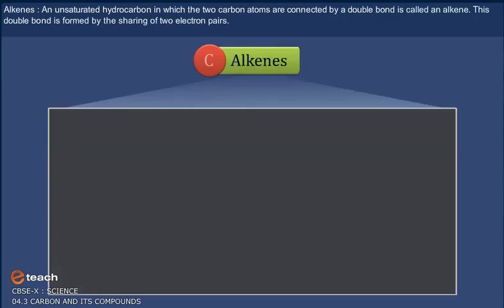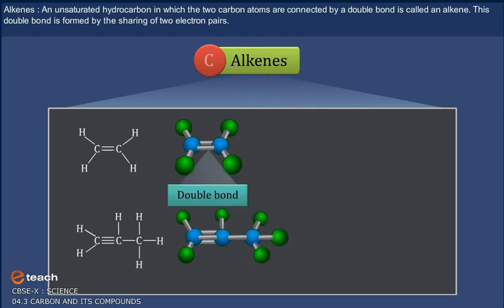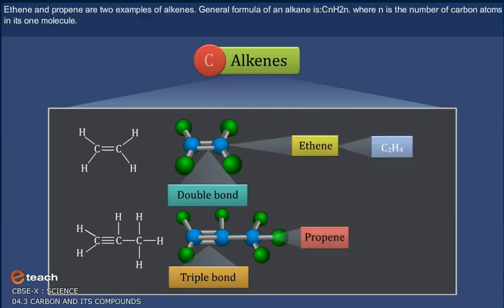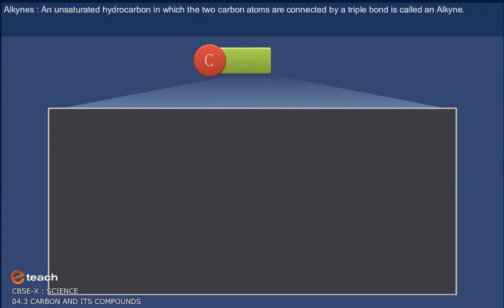Alkenes. An unsaturated hydrocarbon in which two carbon atoms are connected by a double bond is called an alkene. This double bond is formed by the sharing of two electron pairs. Ethene and propene are two examples of alkenes. The general formula of an alkene is CnH2n, where n is the number of carbon atoms in one molecule.